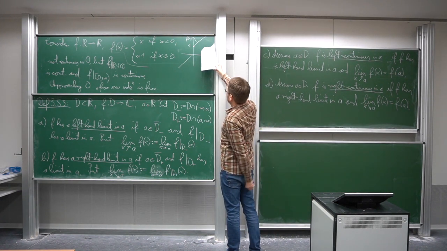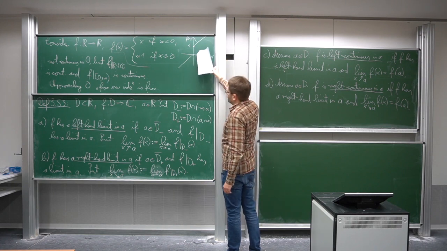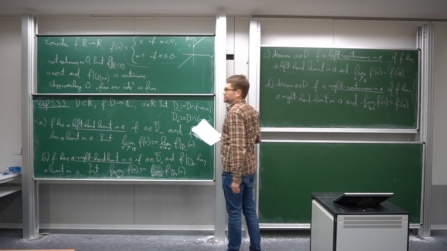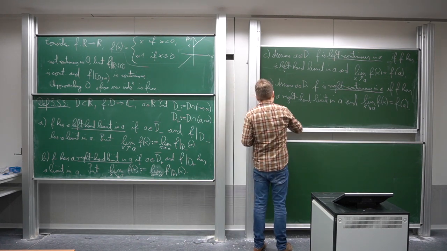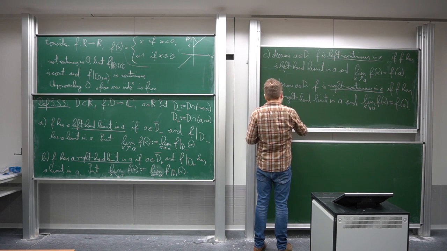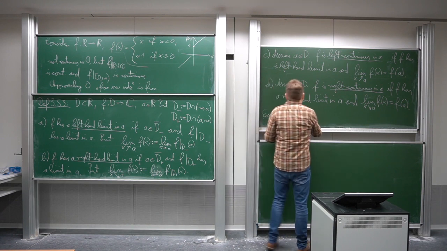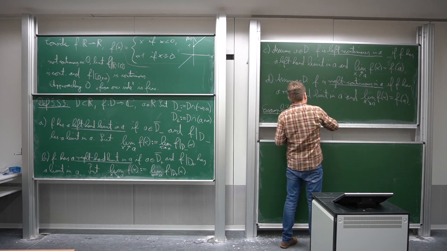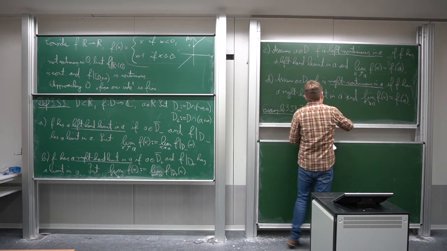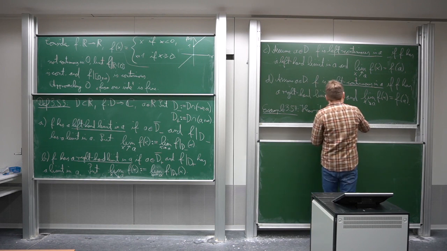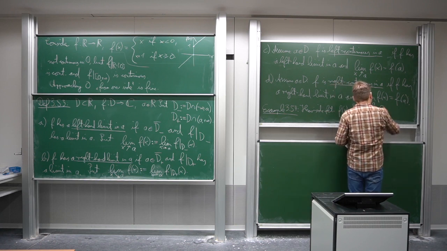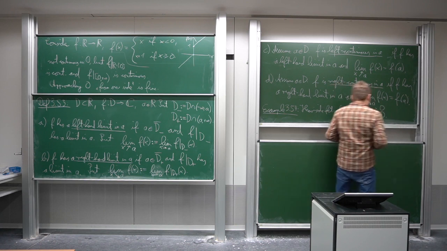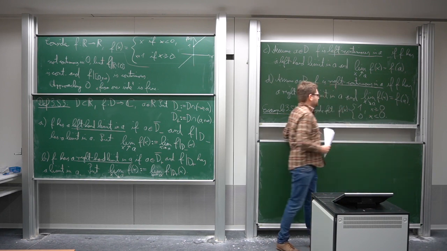So here this function would be right continuous because the right-hand limit coincides with the value of the function, but this is not left continuous. And another example that we've already seen, let me just write this down once again. That's example 354, the Heaviside function. This was the map which takes x to 1 if x is bigger than 0, or to 0 if x is smaller than 0.